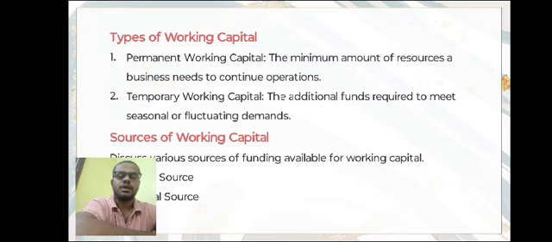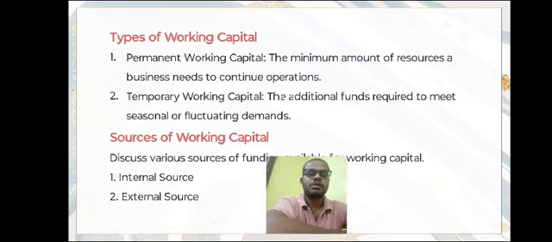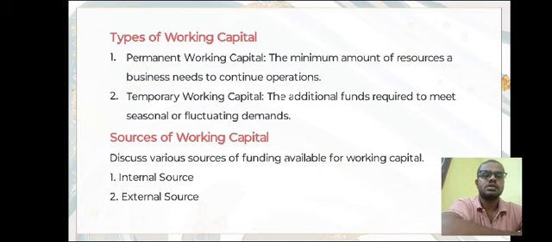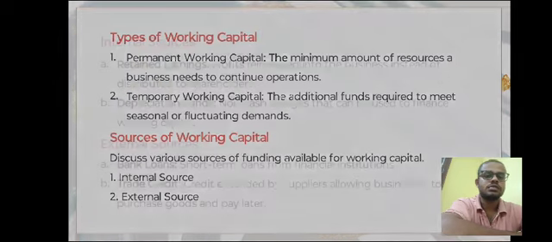Types of working capital: permanent working capital, temporary working capital. Permanent working capital is the minimum amount of resources a business needs to continue operations. Temporary working capital, these are the additional funds required to meet seasonal or fluctuating demands. Sources of working capital: discuss various sources of funding available for working capital, mainly the internal source and external source.